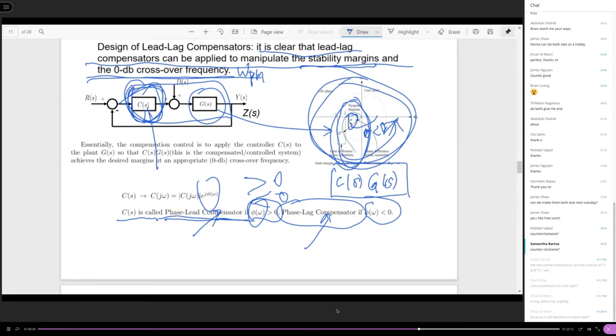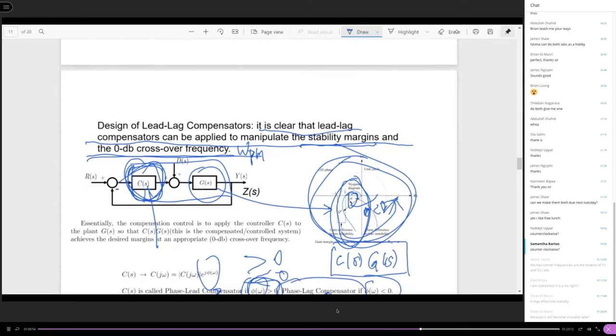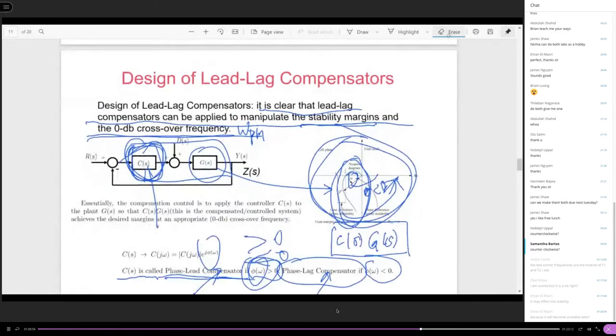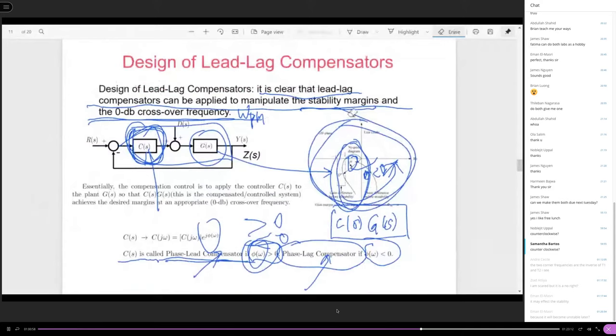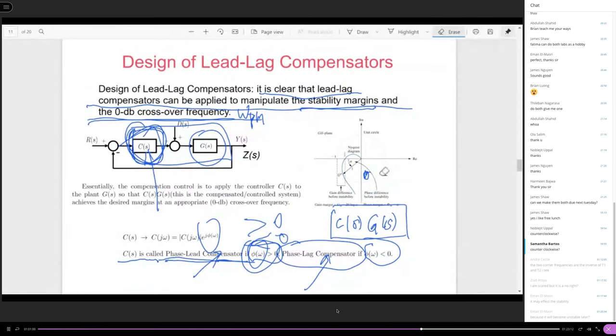See, from the Nyquist plot, it is straightforward to see that if you add a phase lead compensator, it will help improve the phase margin. You got my point, right? See, this can be read right away.